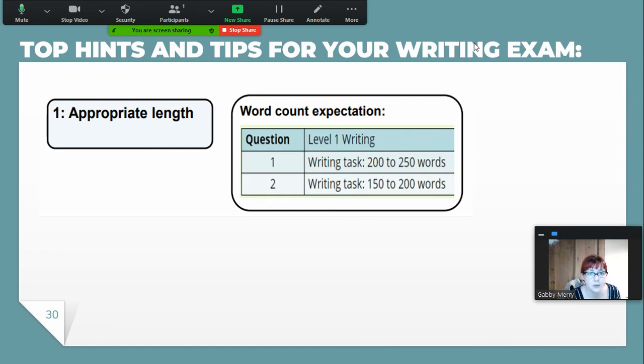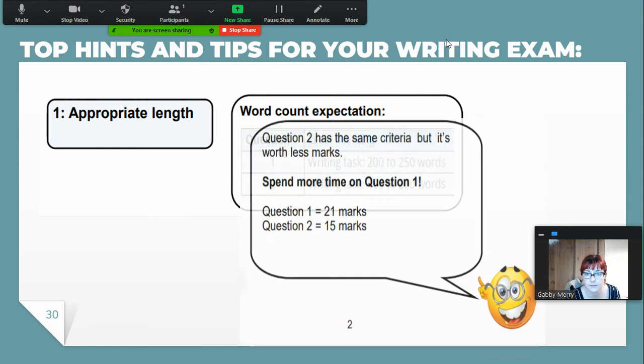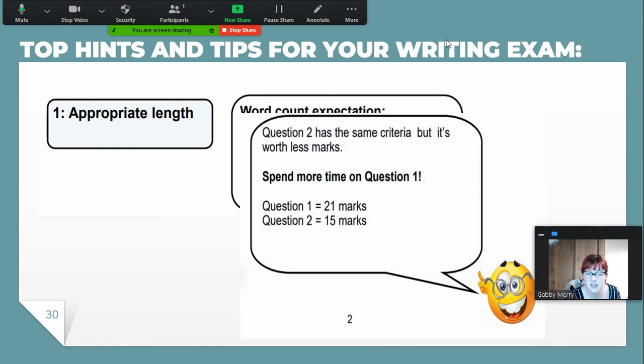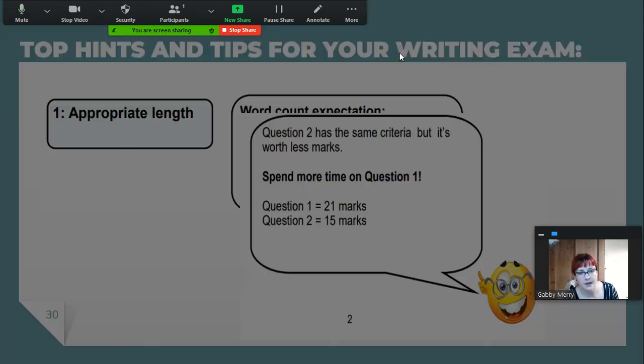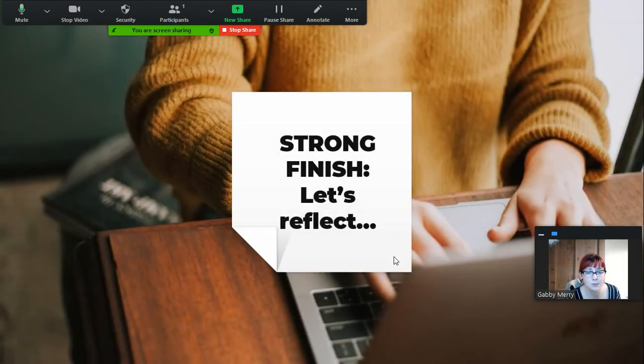At level 1, we are looking for around 200 to 250 words for task 1 and 150 to 200 words for task 2. So you get 60 minutes, but we're going to need to spend slightly longer on the first task because it is worth slightly more marks. So I would suggest around 35 minutes on task 1, including proofreading time, and 25 minutes on task 2. Question 1 is worth slightly more marks out of the 2, so this is a good reason to spend more time on it. That is in fact the same for level 2 as well.